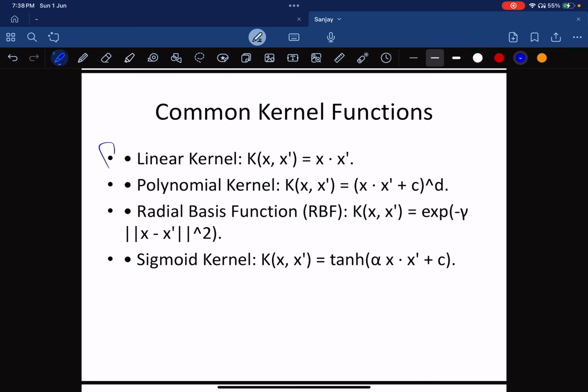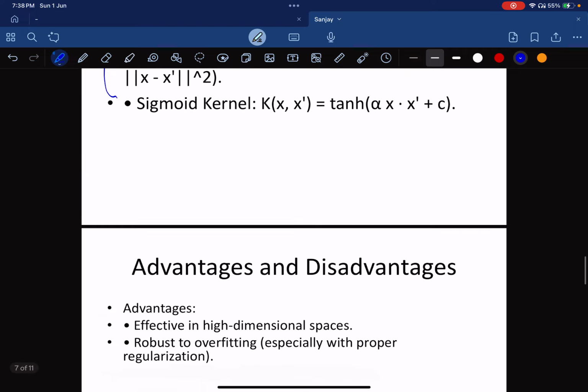These are the common kernel functions. For linear kernels, when the dimension is 1 or 2, we use a linear kernel function. For polynomial kernels, when the inputs or features are in more than two dimensions, use this kernel function. Based on the data points, we select the kernel functions. Choosing a kernel function for a problem plays a vital role, so we must select the kernel functions accordingly.